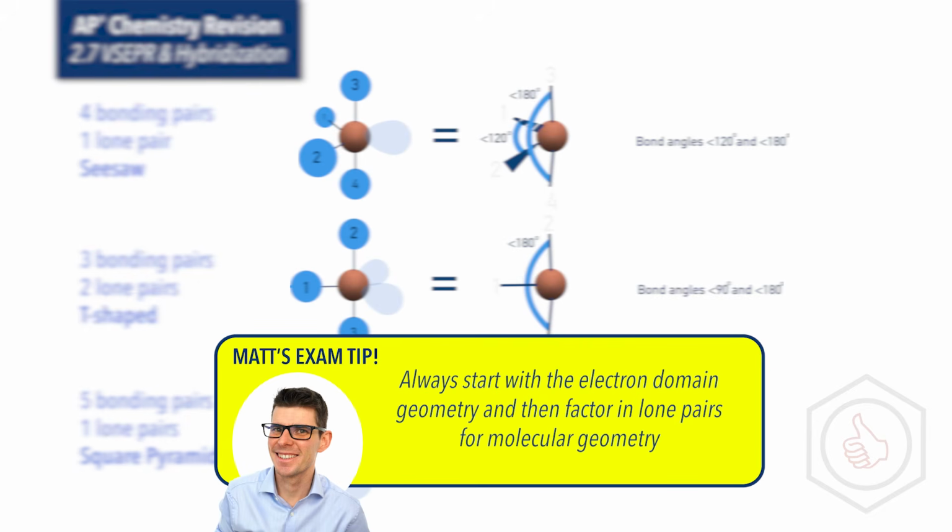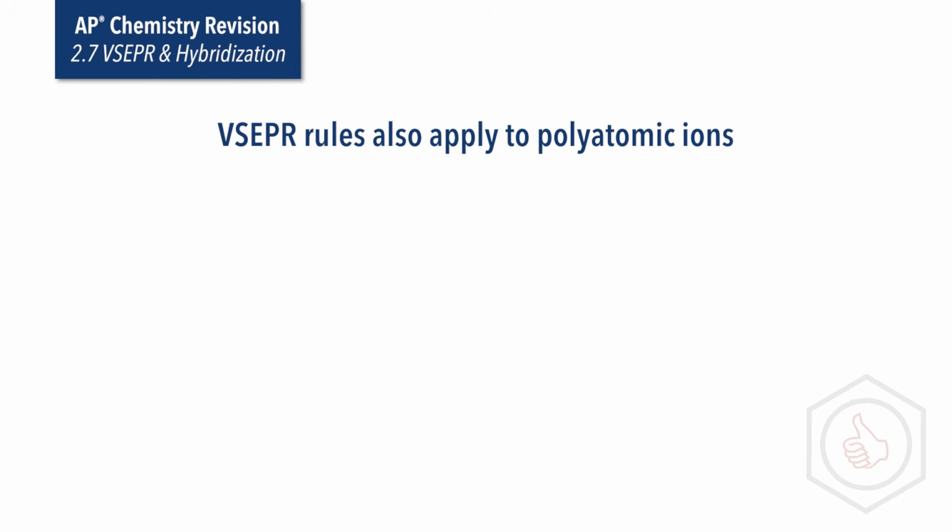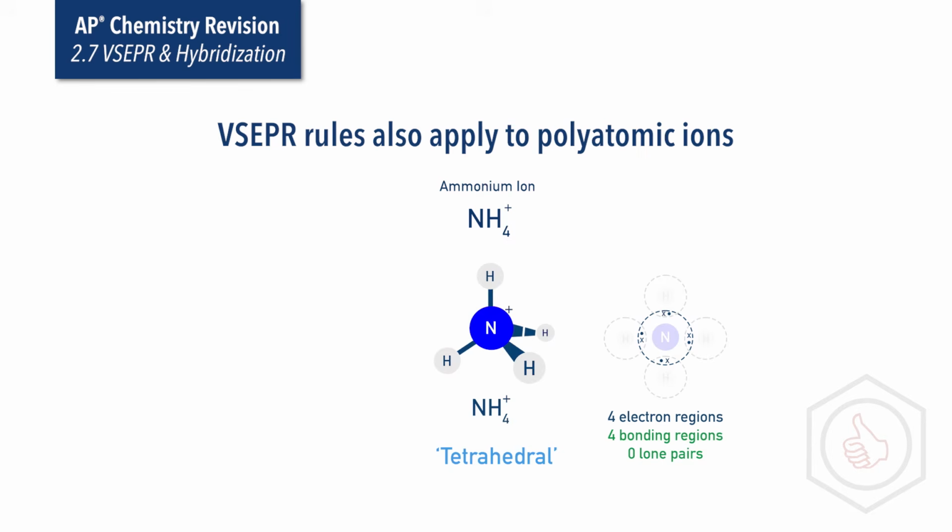Always figure out the electron domain geometry first. As an extra note here, the rules that we use for VSEPR theory also apply to small polyatomic ions, such as NH4+ ions, which are tetrahedral, and NO3- ions, which are trigonal planar.